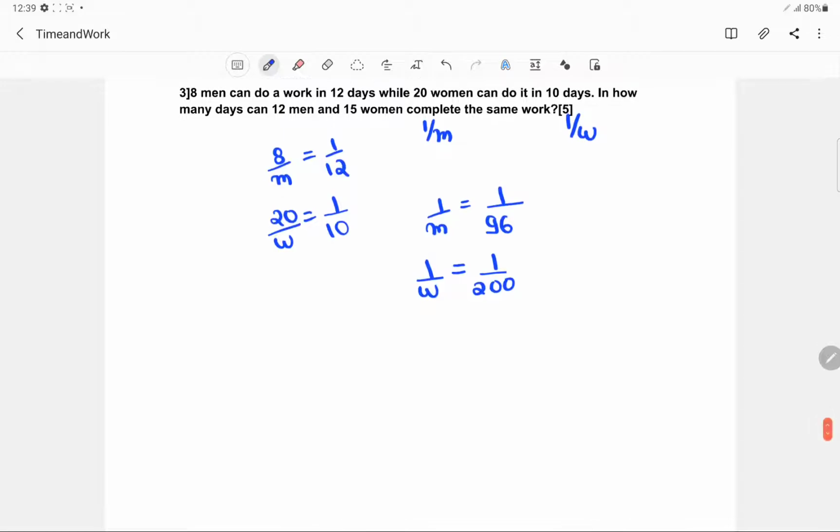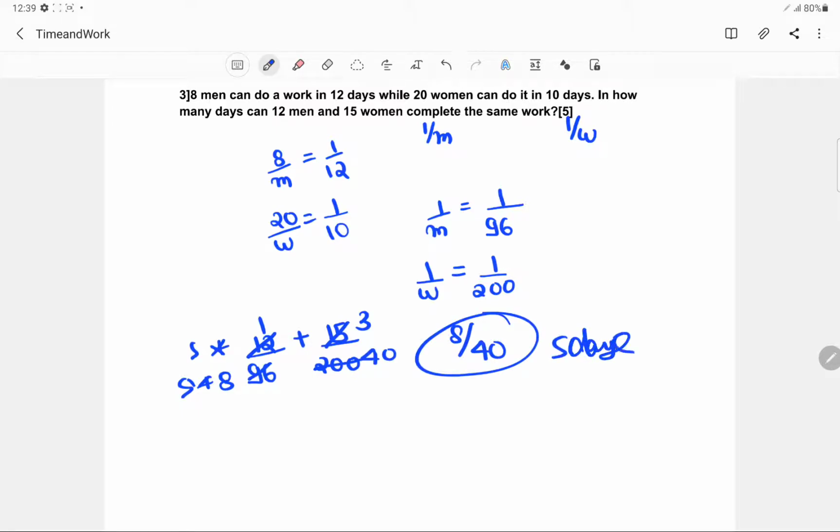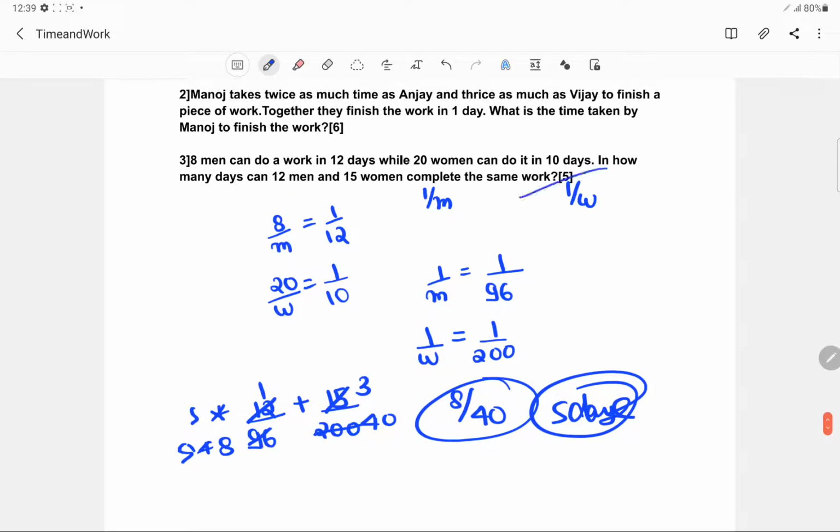Now they are asking, in how many days can 12 men and 15 women complete it? So 1 day work of 12 men would be 12 by 96, and 15 women would be 15 by 200. This is the amount of work that 12 men and 15 women are doing in a day. So this is nothing but 1 by 8, this is nothing but 3 by 40. This is nothing but 5 by 40, that is 8 by 40, and this is nothing but 1 by 5. So they will end up doing their work in 5 days.